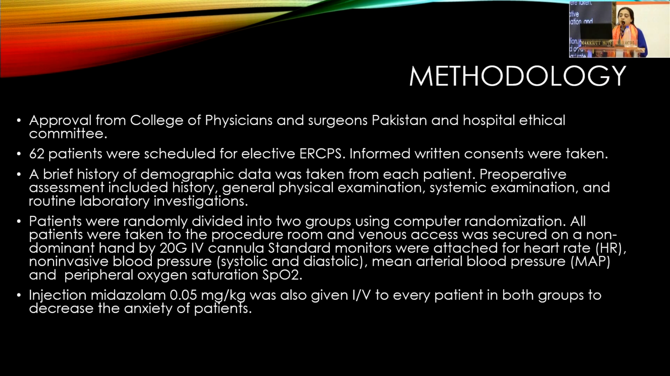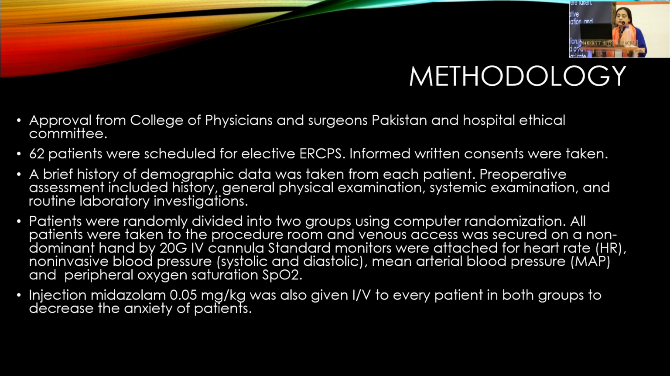After getting approval from the College of Physicians and Surgeons and the Hospital Ethical Committee, 62 patients were scheduled for elective ERCPs. Informed written consent was taken. A brief history of demographic data was taken from each patient. Preoperatively, assessment was done: history, general physical examination, systemic examination, and routine laboratory investigations. Patients were randomly divided into two groups using computer randomization.